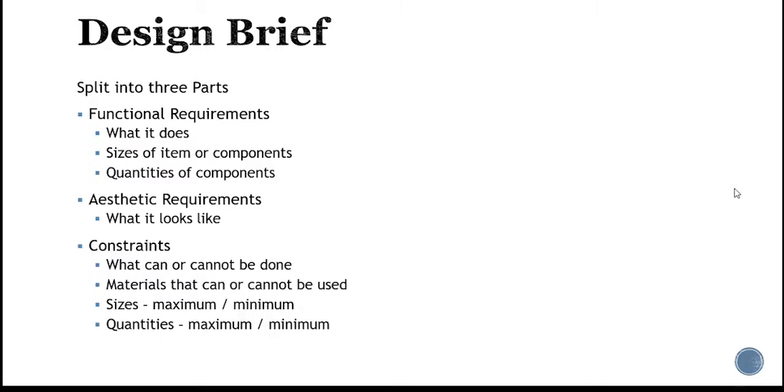The last thing in the design brief are constraints, and once again this is going to be largely dictated to you, but there may be other constraints that you bring in. There'll be things that you can or cannot do, there'll be materials that you can or cannot use, there'll be sizes, maximum and minimum, and here is an example.